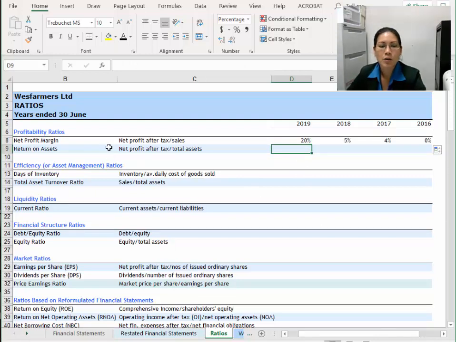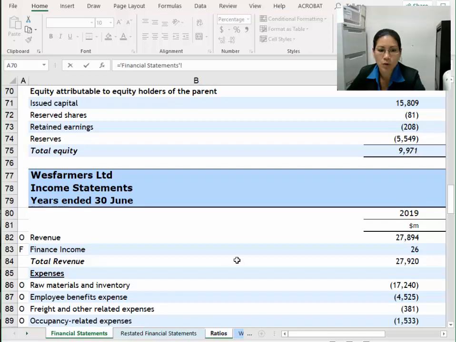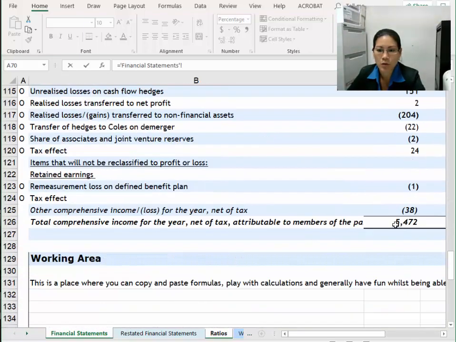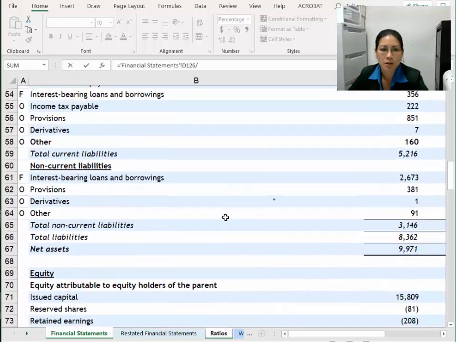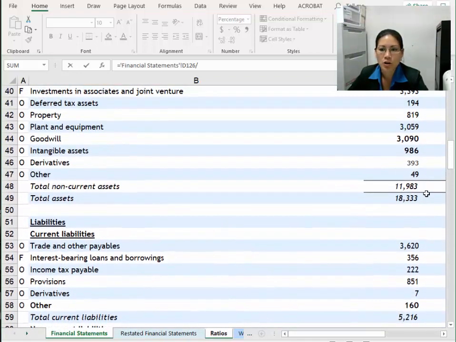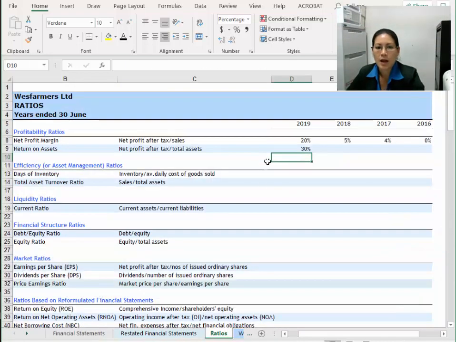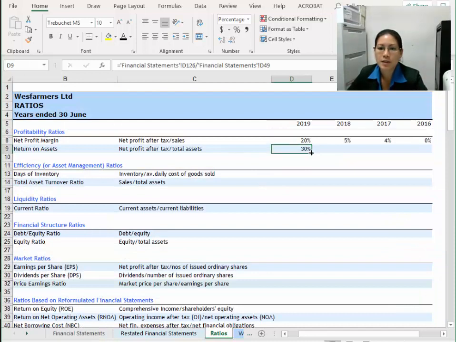So let's go and have a look at the return on assets. It has the same numerator, net profit after tax, as the one that you chose to link to for the previous ratio. But this time I'm going to divide it by my total assets figure in the balance sheet. So here's my total assets in the balance sheet. And again, that tells me for every dollar of assets, how much I'm turning into net profit. So I turned 1 cent in 2016 right up to 30 cents in 2019. So the trend is improving.